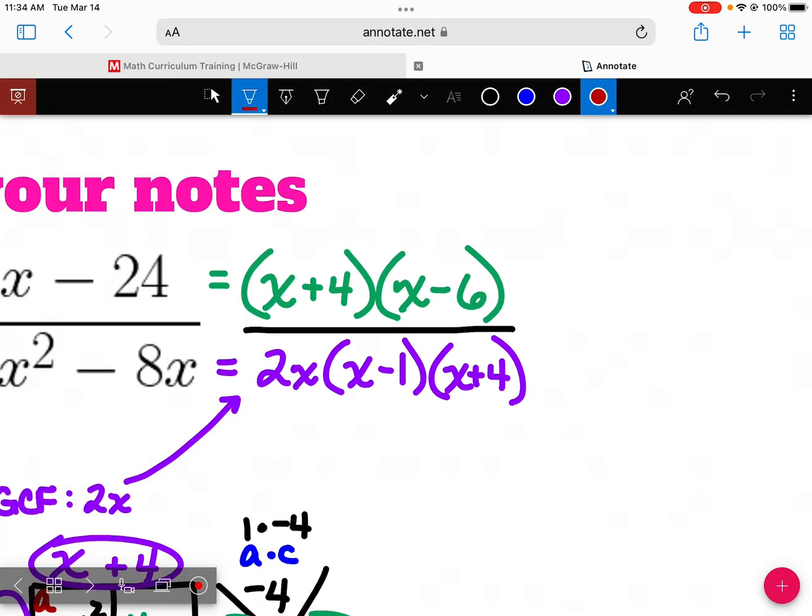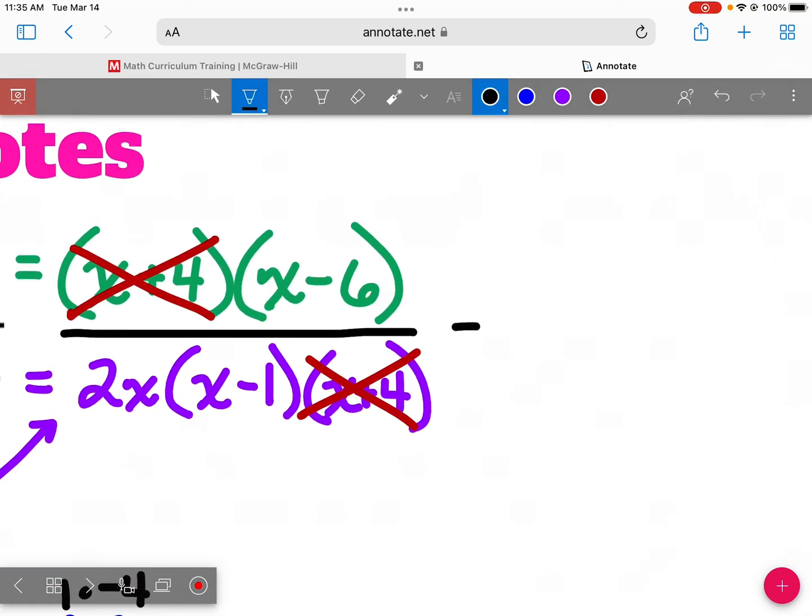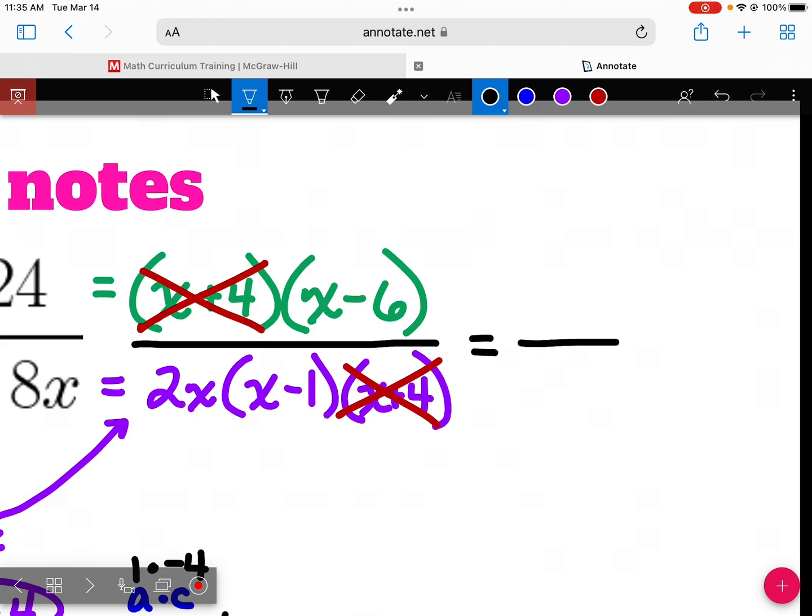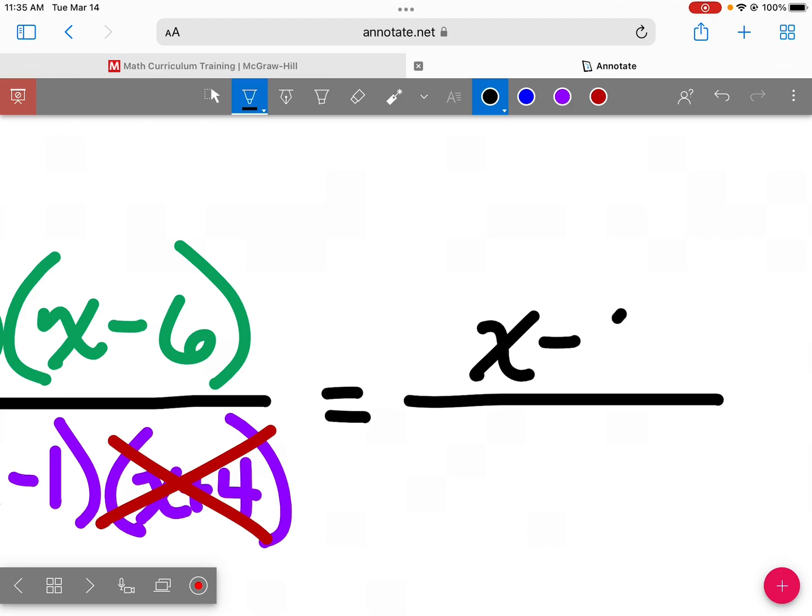Are any of the factors the same between the top and the bottom? X plus 4 and x plus 4. Those are going to cancel out. So what do I have left over on the top? X minus 6. Since there's only one factor left on the top, I can write it without parentheses if I want. There's nothing wrong if you keep the parentheses around it.